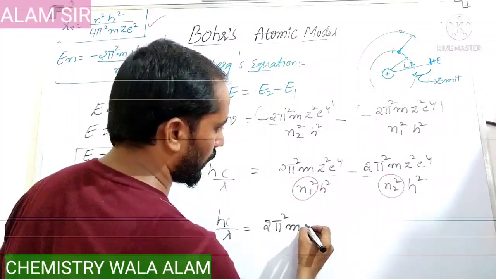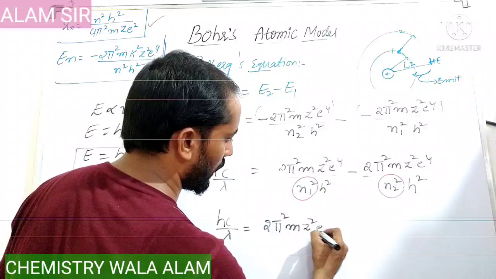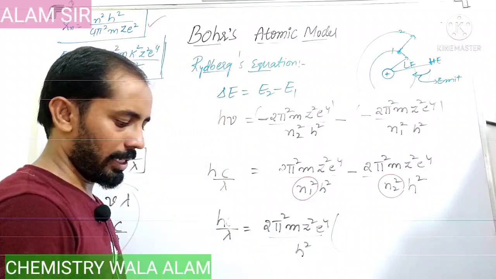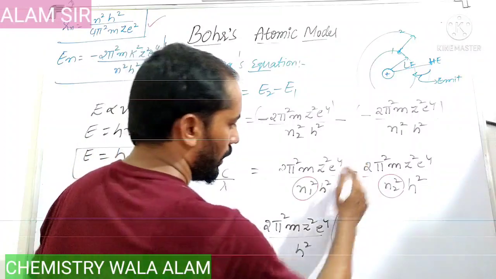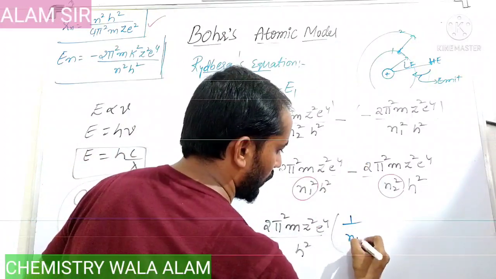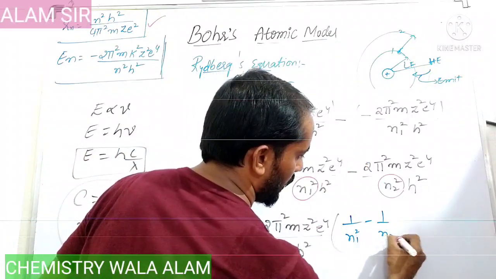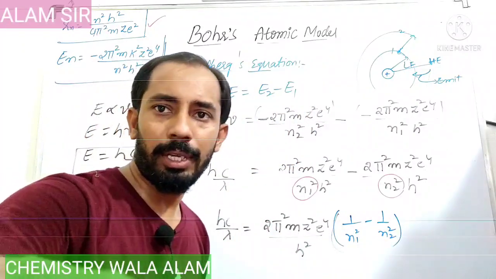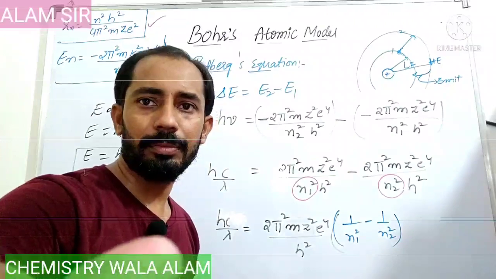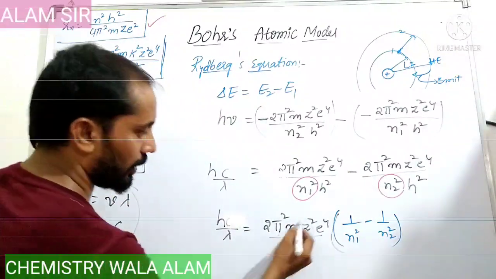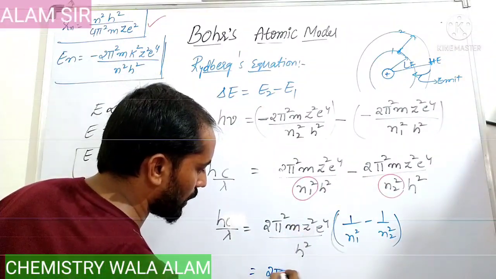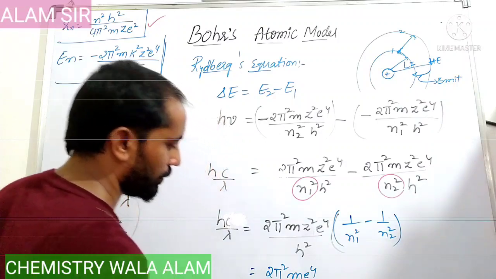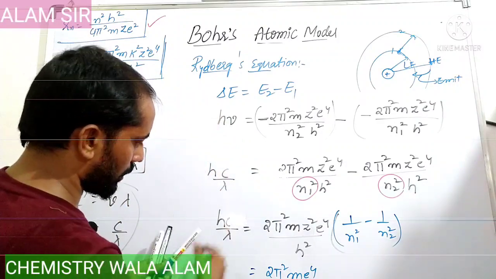Z square and e power 4 by h square can be taken common. Then what you can write here is 1 by n1 square minus 1 by n2 square. Here this total value is 2 pi square m e power 4 by h square.